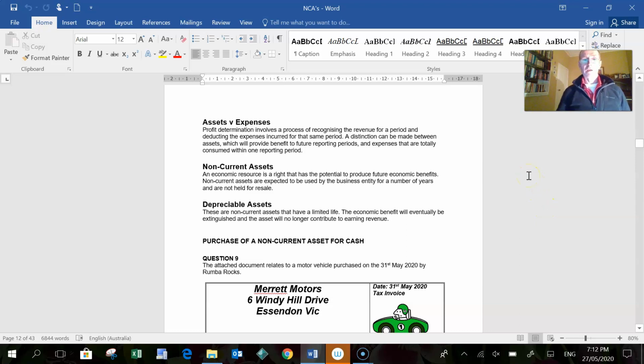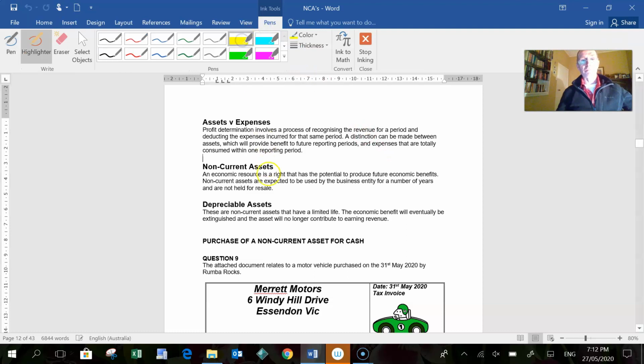So obviously reporting period, accrual basis, faithful representation, and relevance are all big players in terms of the accounting assumptions and qualitative characteristics. A non-current asset is an economic resource that will produce future economic benefits. The intention is to keep these assets for a number of years, and they are not for resale. Right, so this point here, we don't intend to keep these assets to sell them. They might get sold, but that is not the intention.